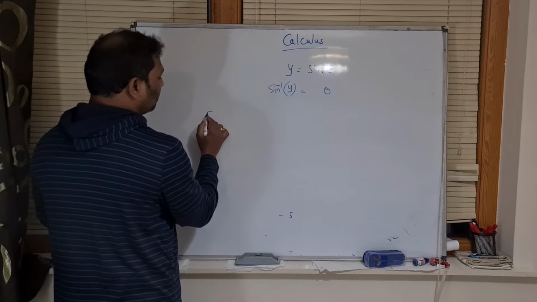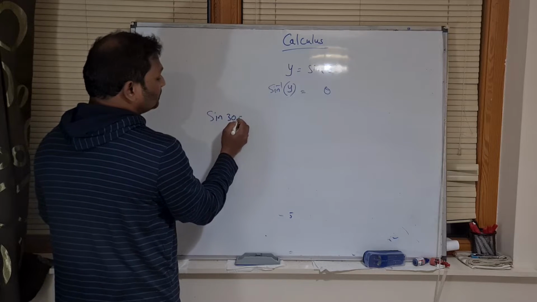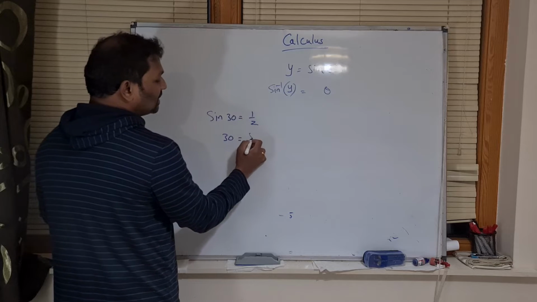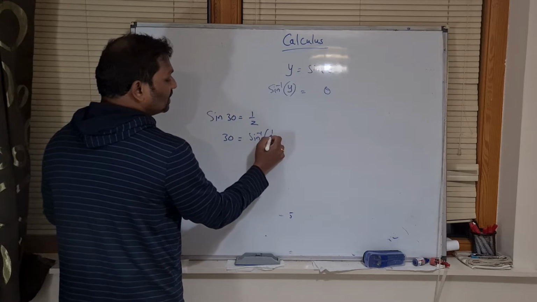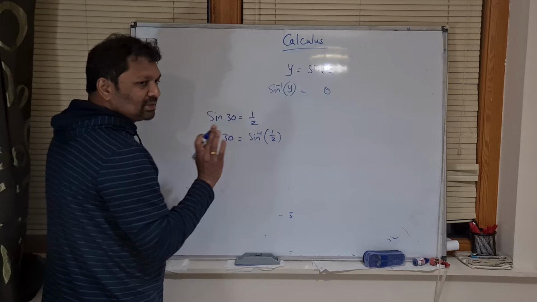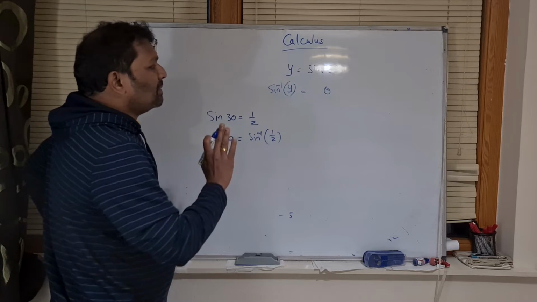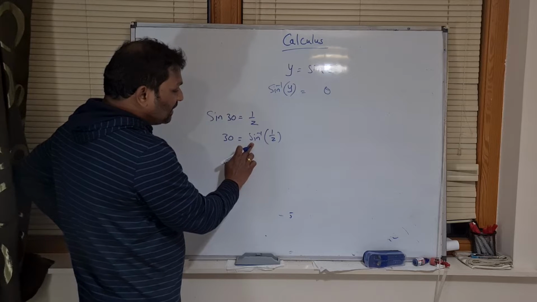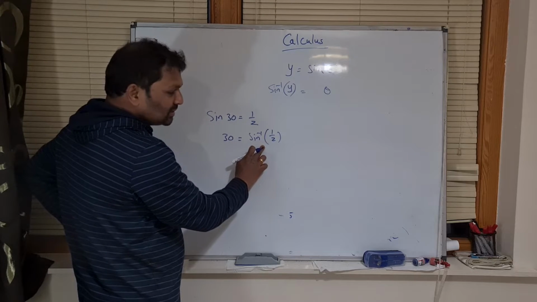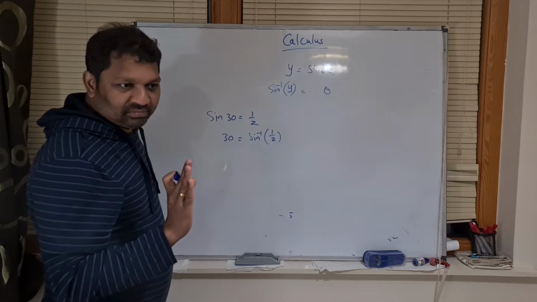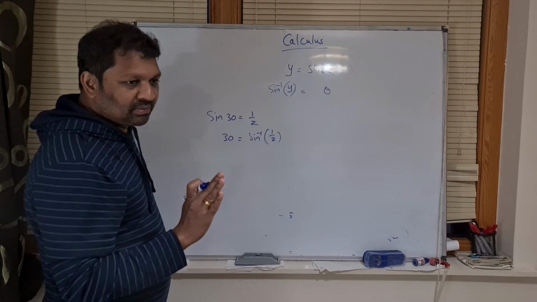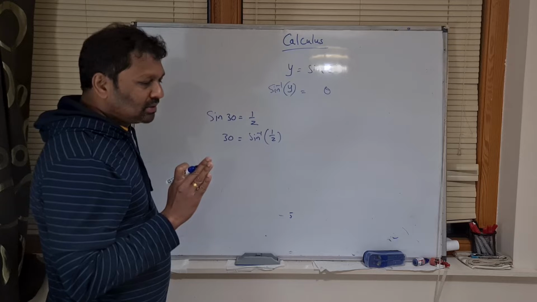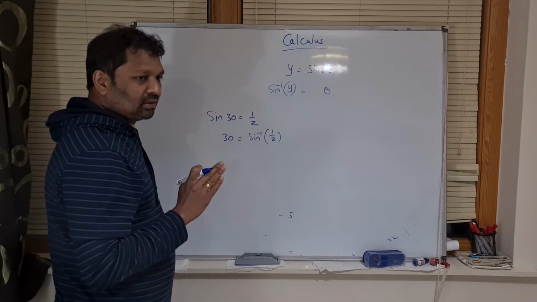I'll give you an example. What is sine 30? 1/2. What is 30? If sine goes to the other side, it is sine inverse 1/2. What is 1/2? 1/2 is a ratio. Beside every sine, there should be an angle. Beside every inverse trigonometric function, there should be a ratio. That is one thing that you need to remember.